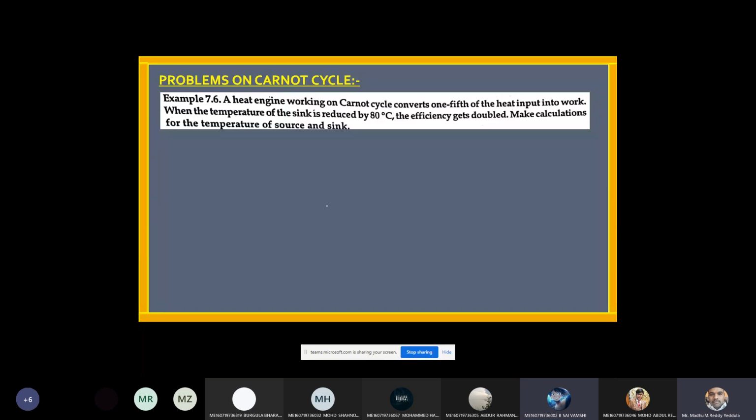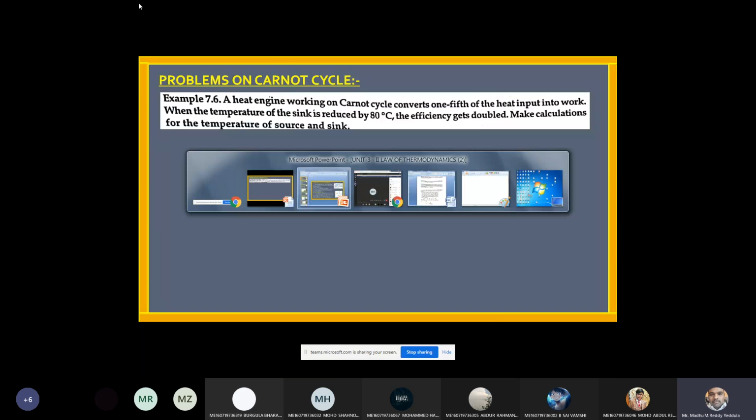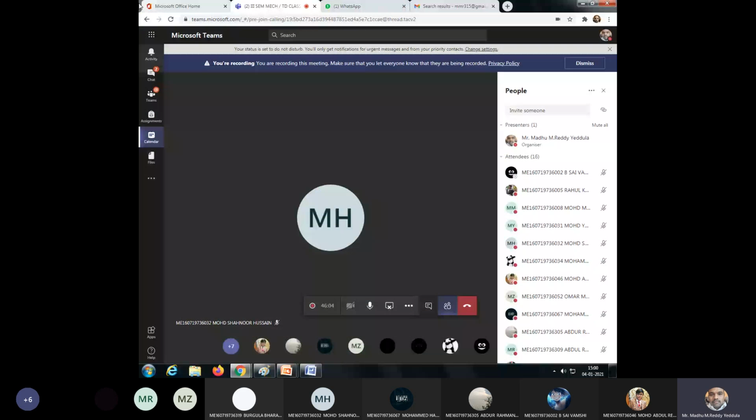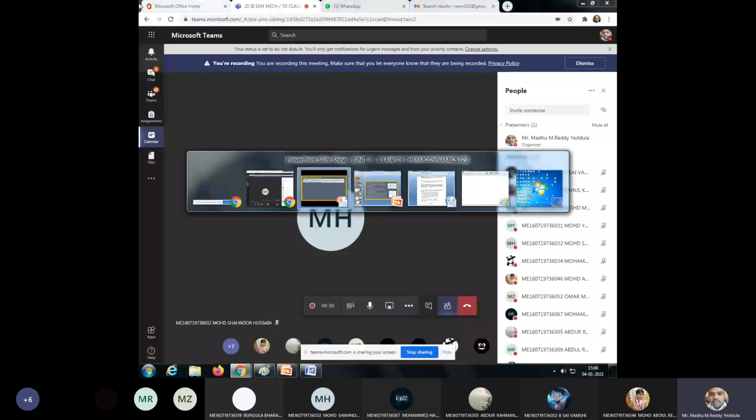So what is the full form of COP? Coefficient of performance. Okay, sir. Coefficient of performance. Okay. Now we'll solve problems. Wait, let us take the first problem.